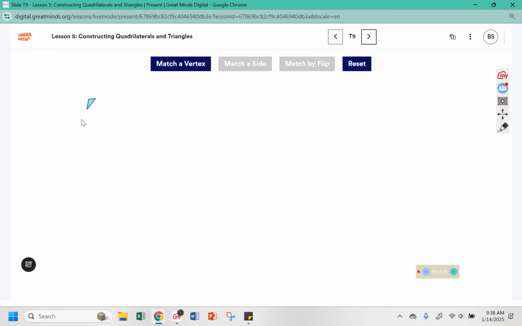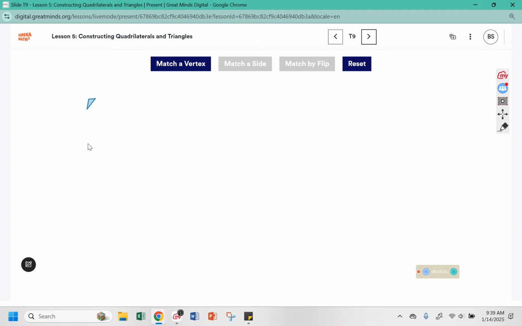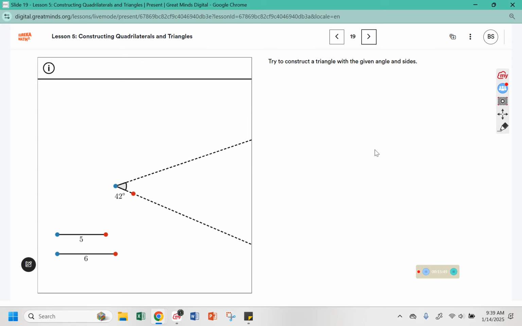Now we have seen that when we're given 3 side lengths, it creates a unique triangle. It always makes the same triangle when we are given those 3 side lengths. But when we had the side lengths given in a quadrilateral situation, it did not guarantee that we would all get the same quadrilateral. So now that we've looked at some sides, let's look at some angles.